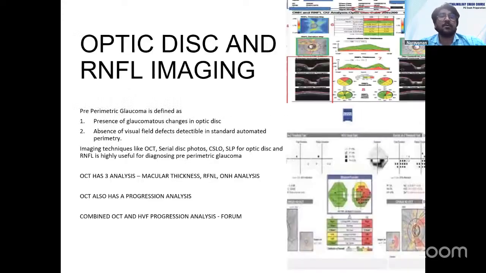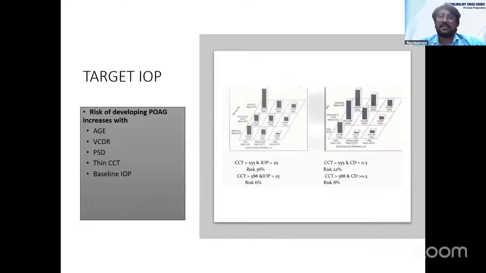Finally, preperimetric glaucoma is also a very essential part. If there are disc changes but the fields are normal, then you have to do OCT imaging, where you look at the OCT RNFL and the GCC IPL, etc. And always make sure you set a target IOP before you start the treatment of the patient. So look at the age, vertical cup disc ratio, pattern standard deviation, central corneal thickness, and baseline IOP.